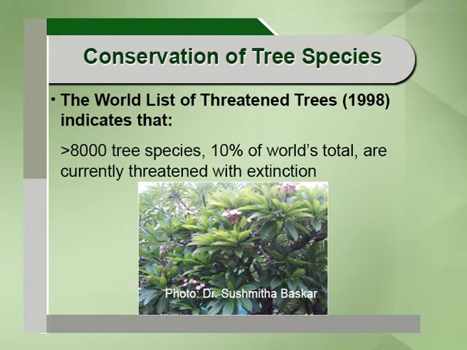The world's list of threatened trees in 1998 indicates that more than 8,000 tree species, 10% of the world's total tree species, are currently threatened with extinction. So, there are 4 stages which we call vulnerable, endangered, critically endangered and extinct. So, extinct is the last stage. After that we do not find that organism or that species in nature.